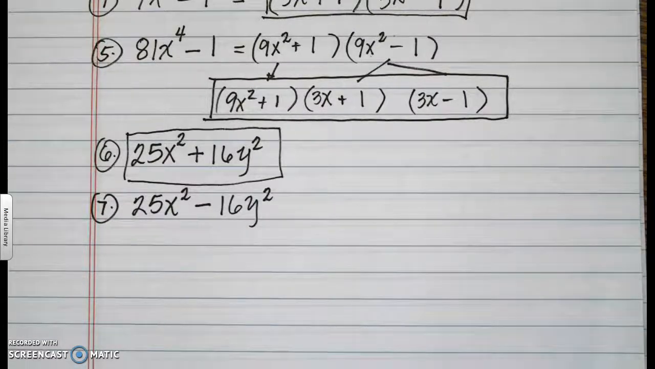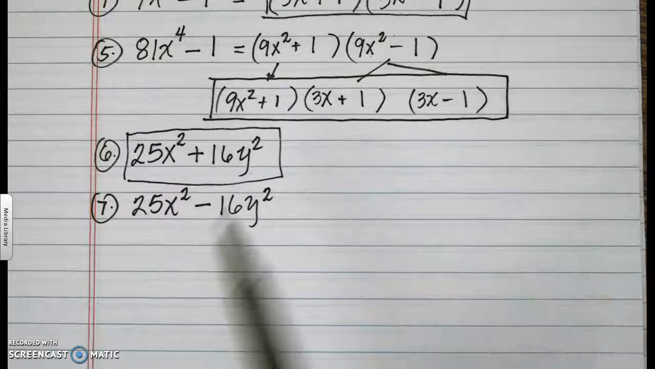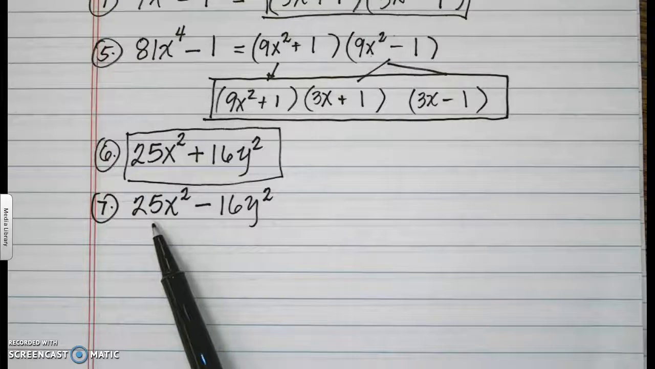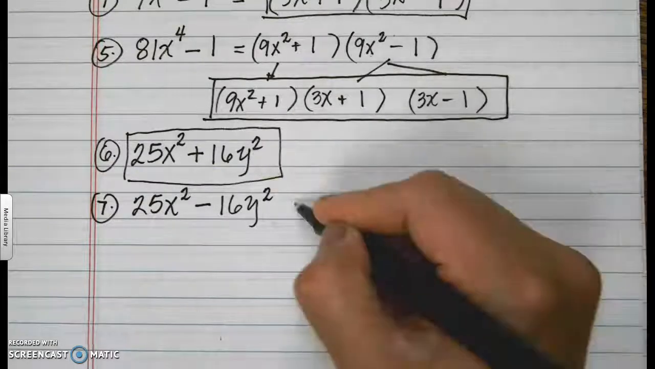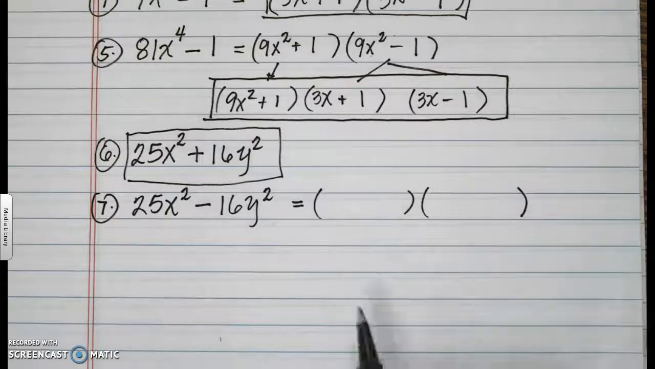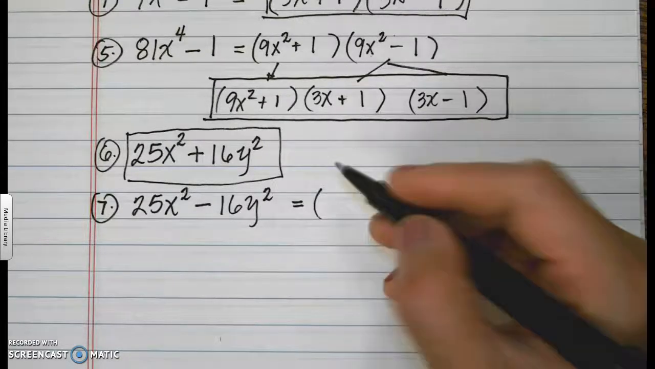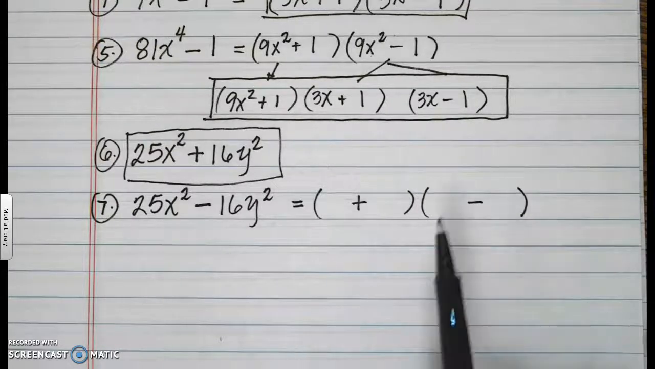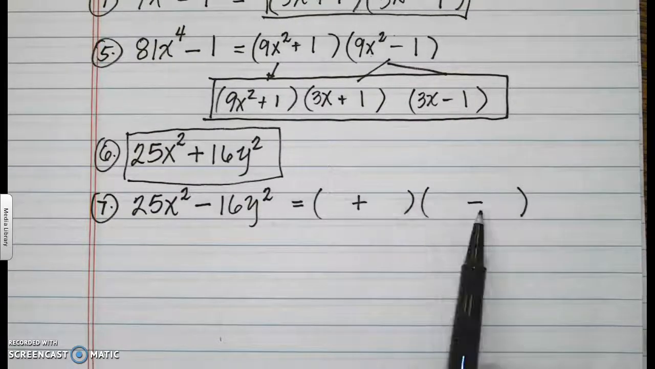And my seventh example is 25x squared minus 16y squared. Exactly the same as my sixth example, but this time there is a minus sign. Because there's a minus sign and this is a perfect square and that's a perfect square, I can do what the rule says, which is break it into two parentheses. One is plus, one is minus. It won't matter which one you choose. This can be your minus, that can be your plus.